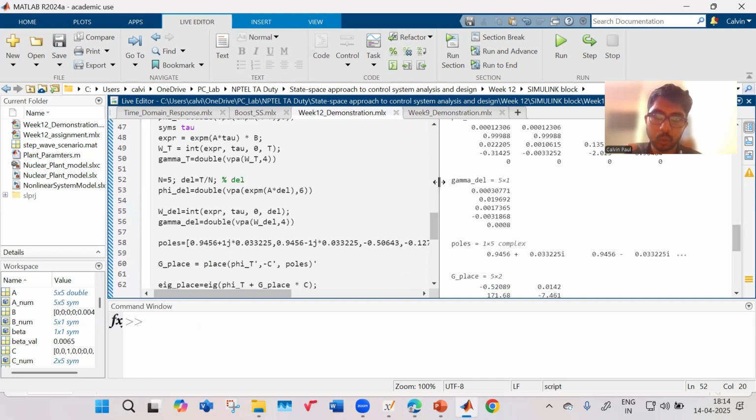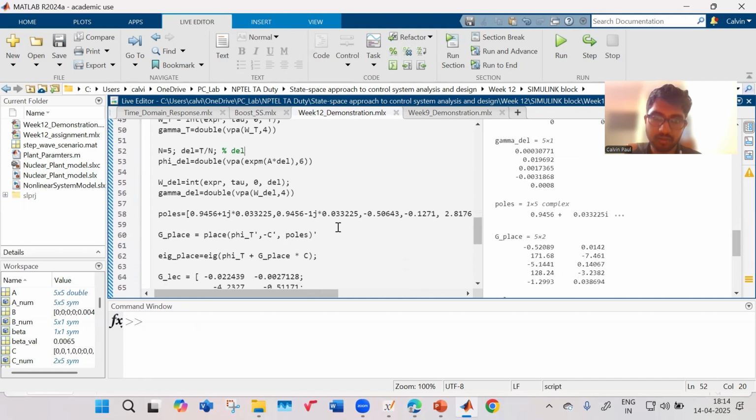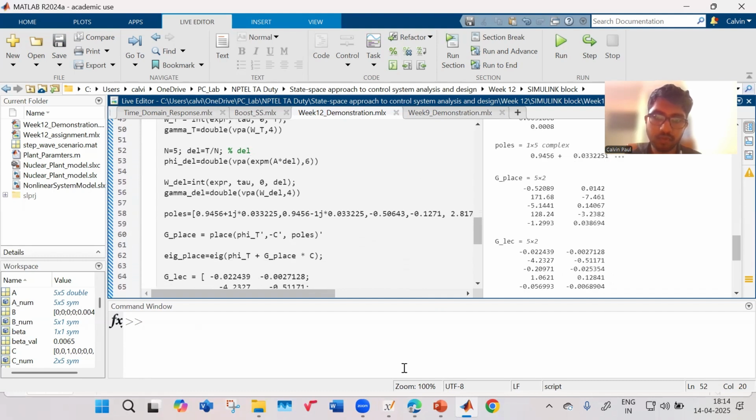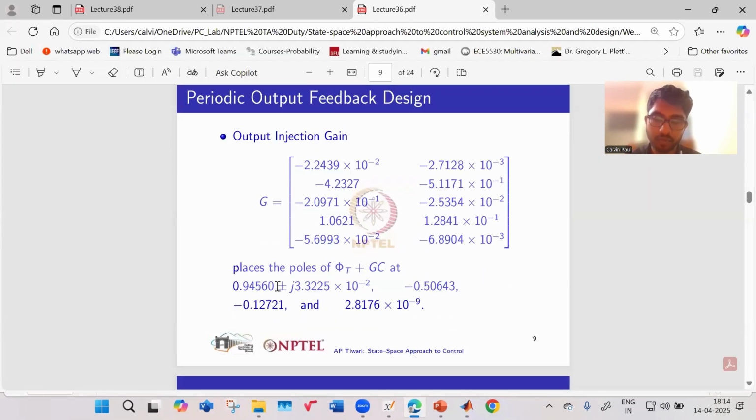Now, this is where things become very interesting. They have told us that we must place the poles at 0.9456 plus minus 3.3225 into 10 to the power minus 2, minus 0.50643, minus 0.12721, and 2.8176 into 10 to the power minus 9. If you observe all these poles, some have a positive real part. This is sometimes confusing, but you must remember that this is a digital discrete time system, so we want all the poles to be located within the unit circle.